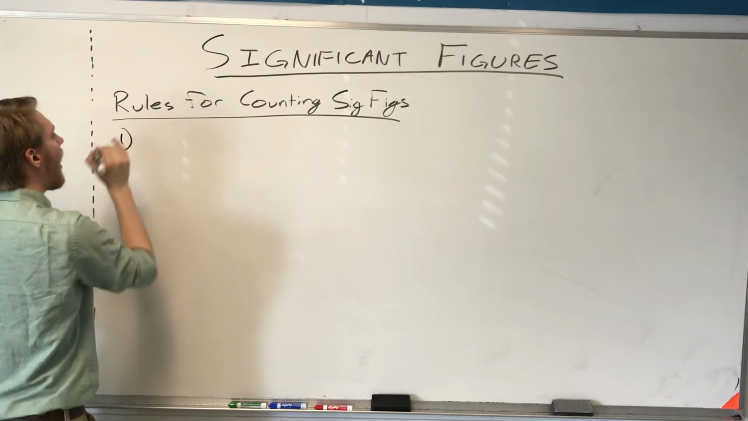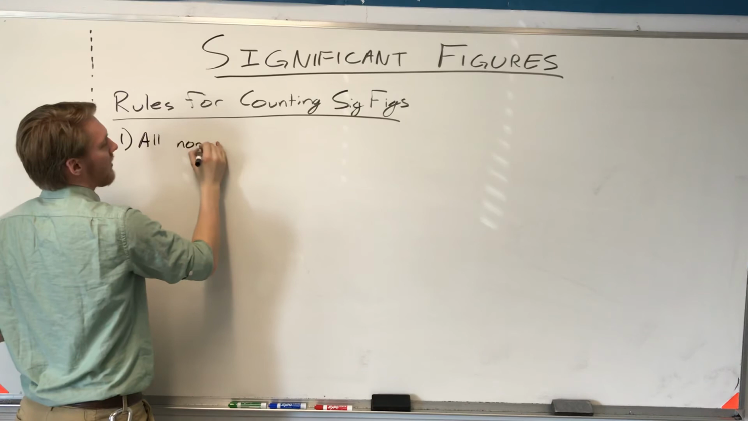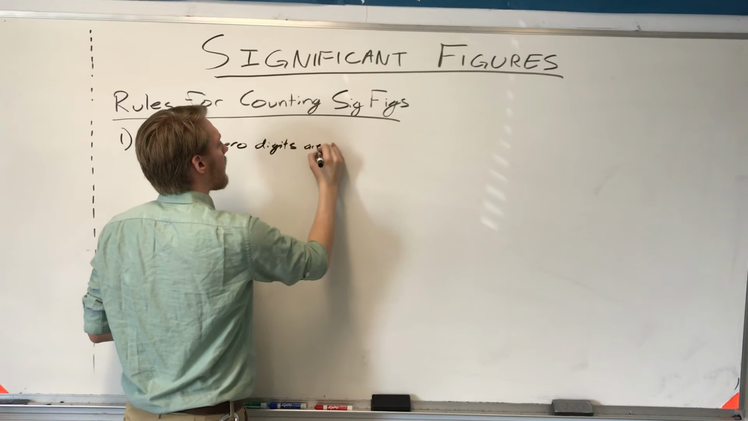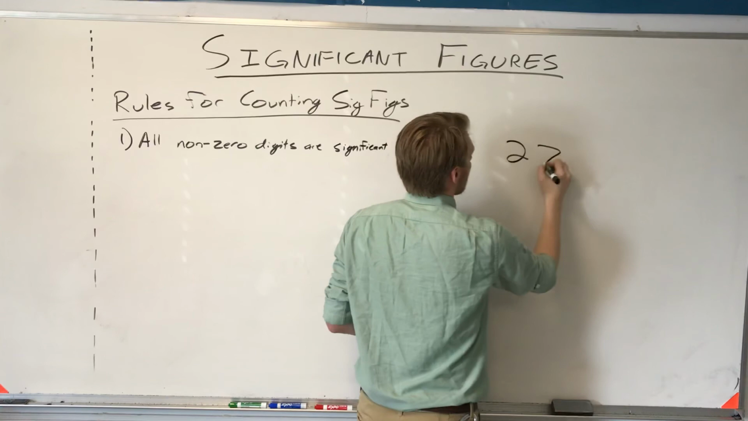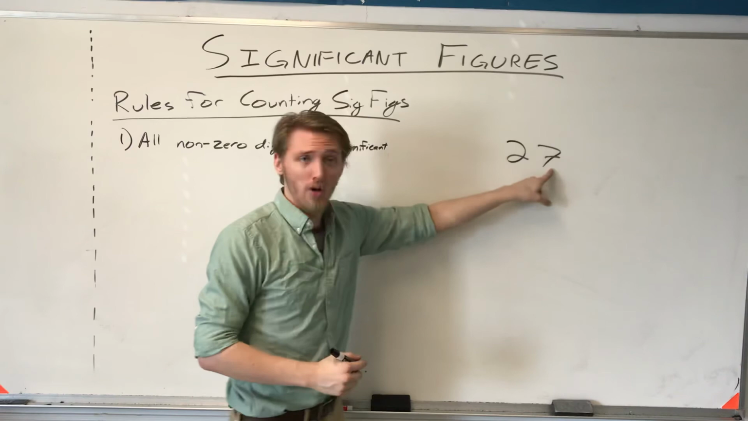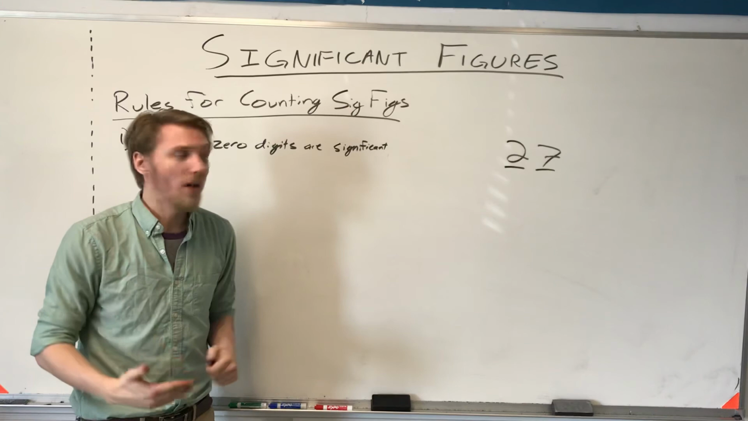Rule number one. Any digit that you report that is not zero is significant. So all non-zero digits are significant. The reason I use digits is because figures is kind of a weird archaic word. Now, here's an example of what I mean by that. 27, that's how old I am, 27 years old. When I say I'm 27, that number has two significant digits, that one and that one, because they're both not zero. And the reason for these rules is just because zero is, like, weird. So the obvious rule is that any number that's not zero is going to be a significant digit.